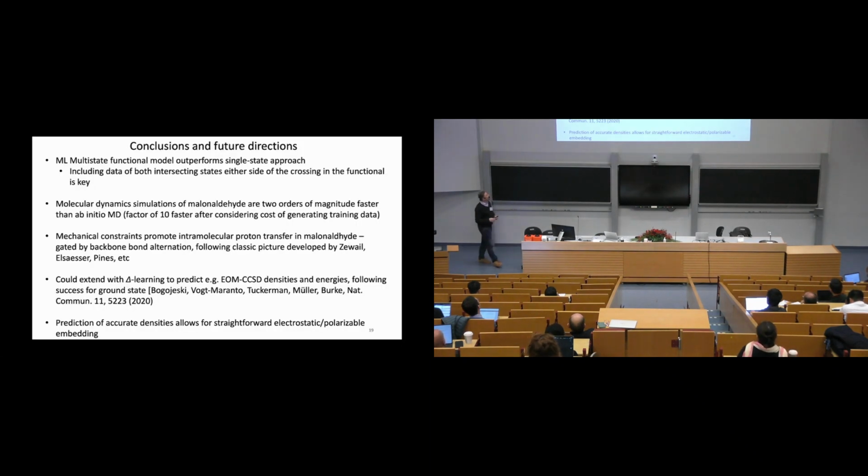So to conclude, we've seen that we can generate a multi-state functional that actually performs better than a state-by-state prediction of energies and properties. And the key is to be able to include state data before and after the crossing. That seems to be what helps improve the predictions. And in our simulations of malonaldehyde, the computational savings were 2 orders of magnitude. We were able to get dynamic trajectories in seconds rather than hours. And it's still a factor of 10 faster after you consider the cost of generating the training data.